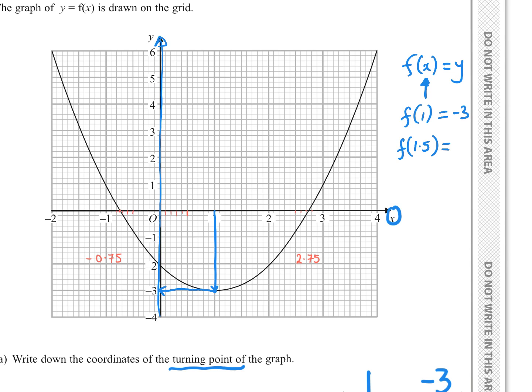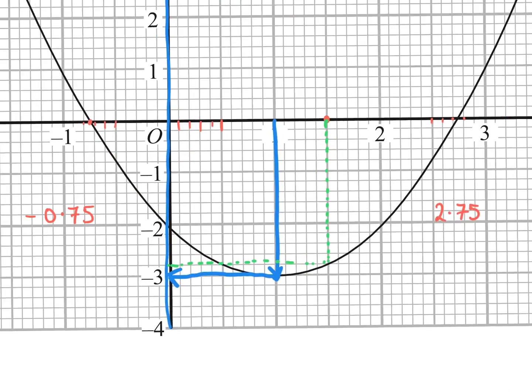So if we go along to 1.5, which is here, let's read down, and you'd use your ruler here, and to get all the marks I would suggest you'd have to do that in the exam, and then just read across, and then I can zoom in here because it helps me.